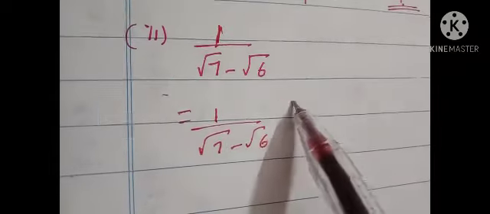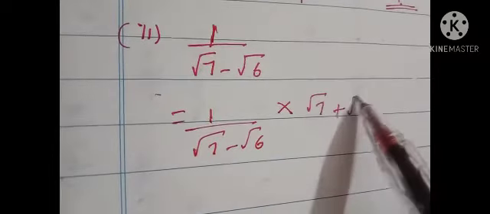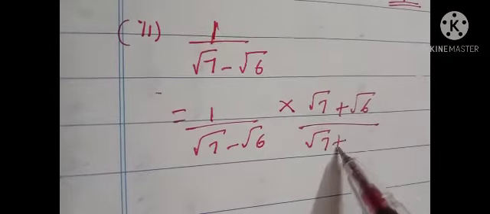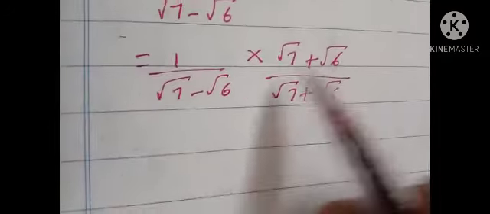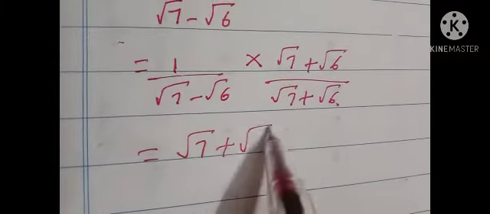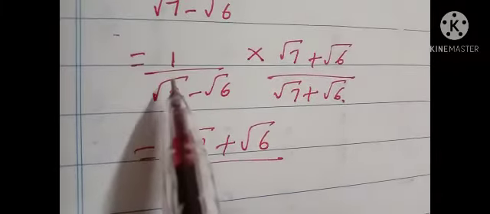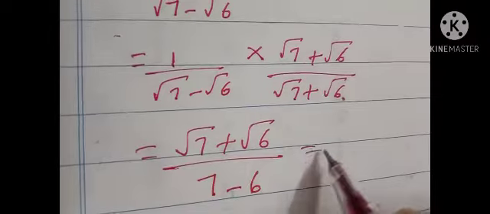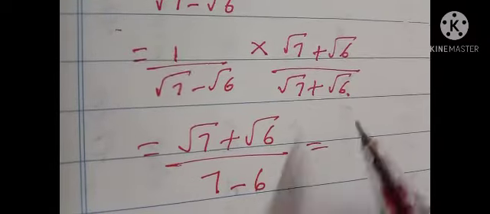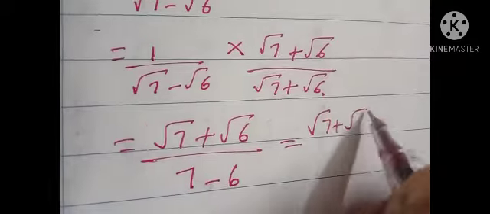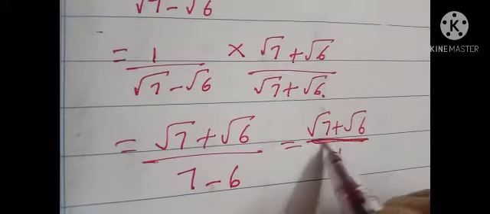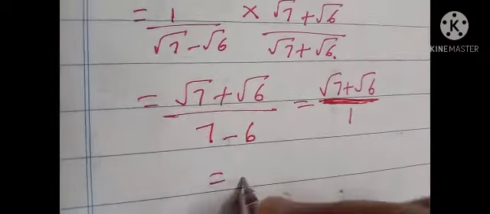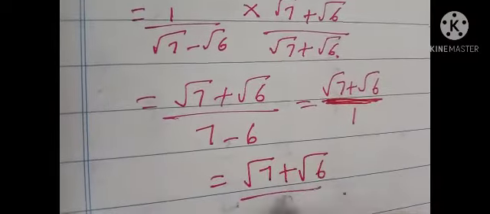1 by root 7 minus root 6. Here we have to multiply both the numerator and the denominator by what? Root 7 plus root 6. Then 1 into root 7 plus root 6 is root 7 plus root 6 itself. Then the denominator becomes root 7 square minus root 6 square, that is 7 minus 6. What is 7 minus 6? 7 minus 6 is 1. So root 7 plus root 6 by 1. Any number by 1 becomes that number itself. So here the answer is root 7 plus root 6.